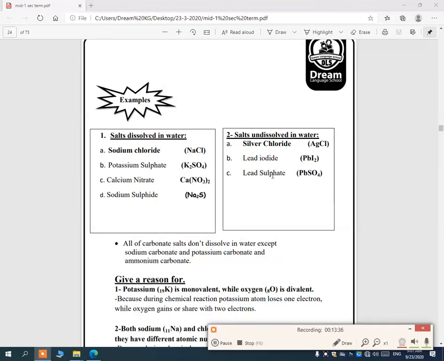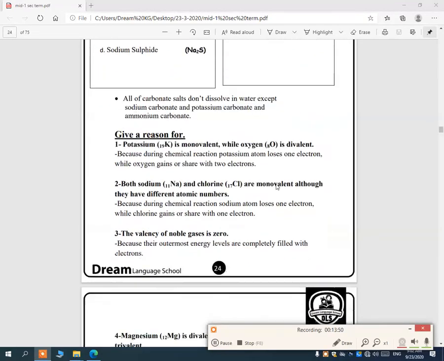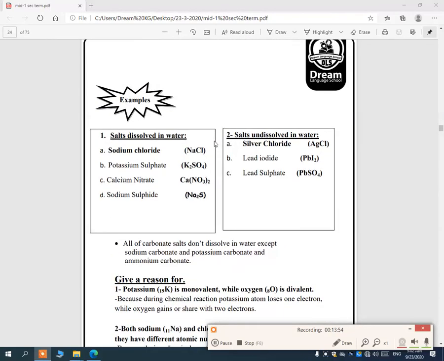Now let's talk about the salts undissolved in water, like silver chloride AgCl, lead iodide PbI2, lead sulfate PbSO4. You have to know that carbonate salts don't dissolve in water. All the carbonate salts don't dissolve in water except sodium carbonate, potassium carbonate, and ammonium carbonate.